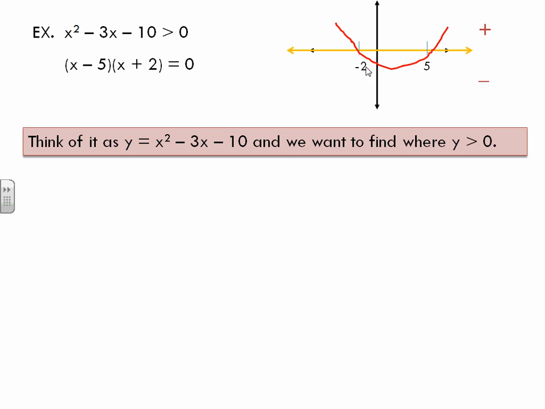Well, on top of that, the x-intercepts also break it up into 3 different intervals. So we have the interval that's to the left of -2, the interval that's to the right of 5, and then the interval in between -2 and 5. And if you notice, the interval to the left of -2 has all positive y values, and the interval to the right of 5 also has all positive y values. The interval between -2 and 5 is where all the y values are negative. They're all below the x-axis.